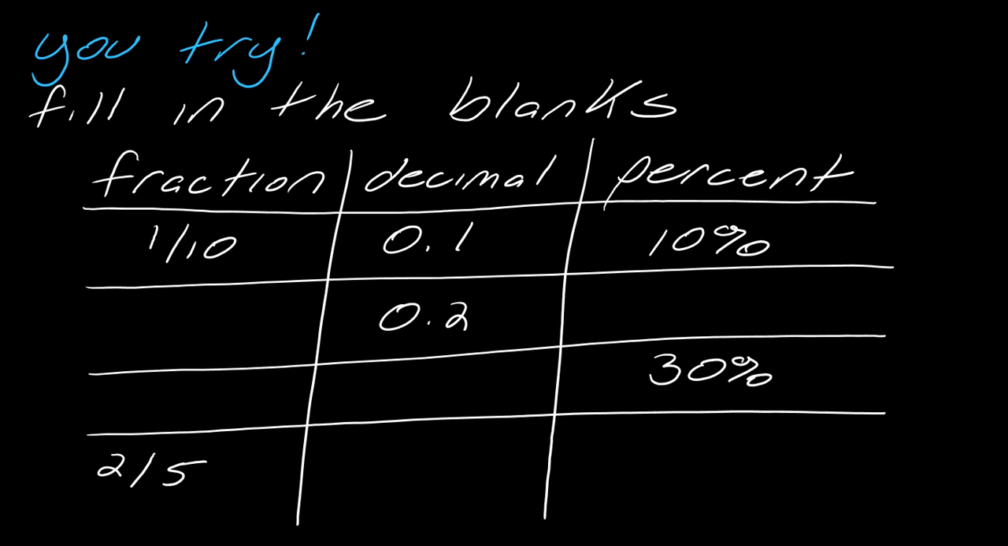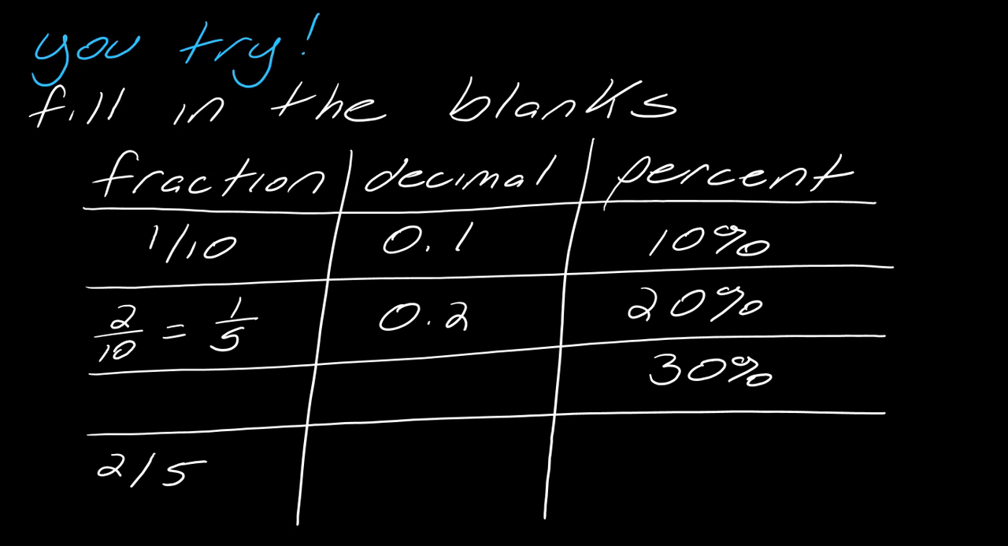Okay, so starting with the next one, I've got 0.2 as a decimal. So this is in the tenths column. So I would write this as a fraction as 2 over 10, and I can reduce that. I can divide the top and bottom by 2. So this actually becomes 1/5. And then if I move this decimal 2 spots over, this would just be 20%.